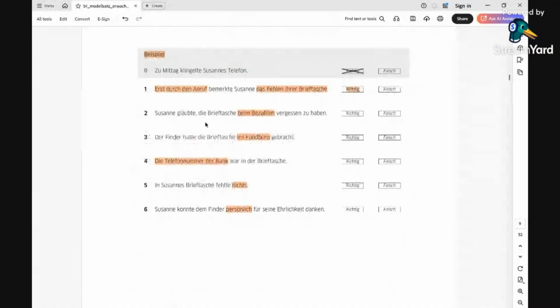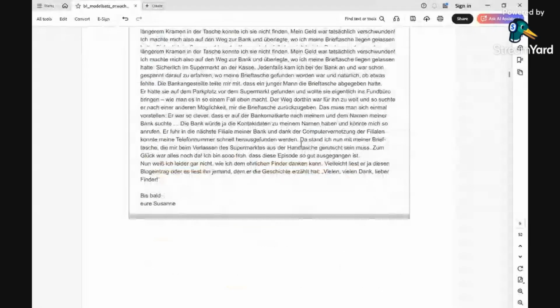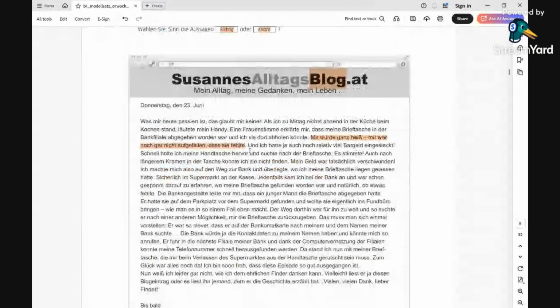Susanne glaubte, die Brieftasche beim Bezahlen vergessen zu haben. So our keyword here is beim Bezahlen. So we are going to see if it was really beim Bezahlen. So we are going to continue to where we left until we find the second answer.